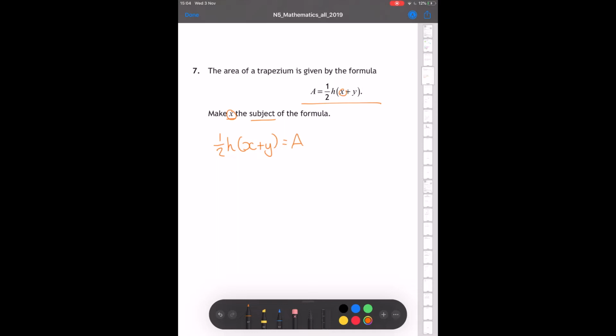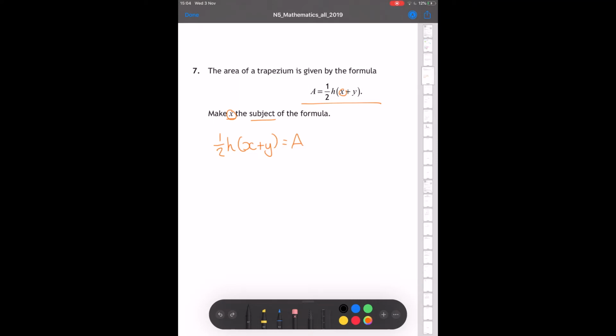So what we're going to do here is we're basically trying to undo what's on this side. So if we have, in this case, a half, multiplying something by a half is dividing by 2. So we need to undo a divide by 2. We need to do the inverse or the opposite, whatever word you like to say to yourself. So how do we do that?